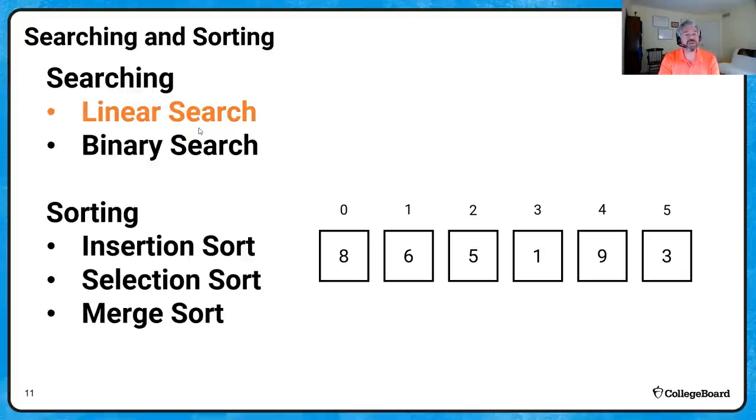With our linear search, the reason that I said that we could combine both of the searching algorithms into a 45-minute session is that linear search we've pretty much already covered. So binary search would be the majority of that time. Linear search is really just an array or ArrayList traversal. There isn't really much to it.